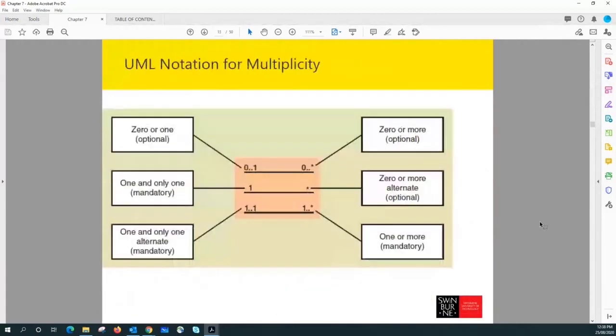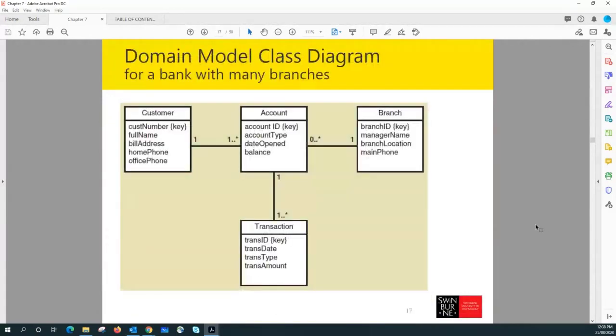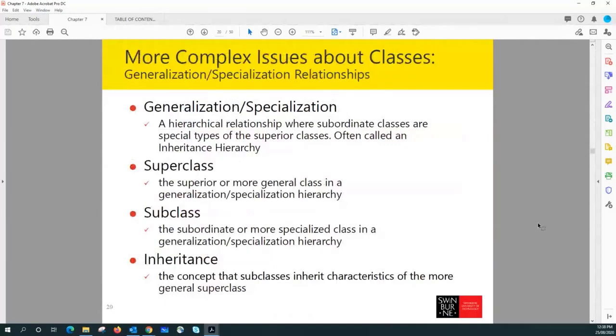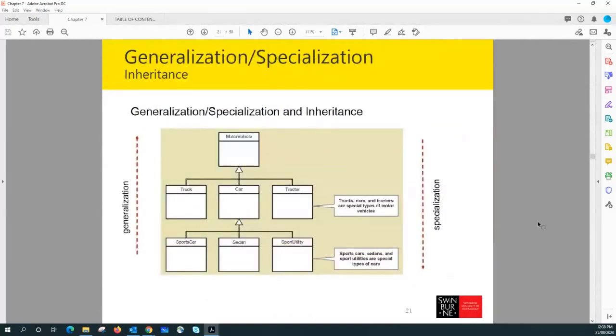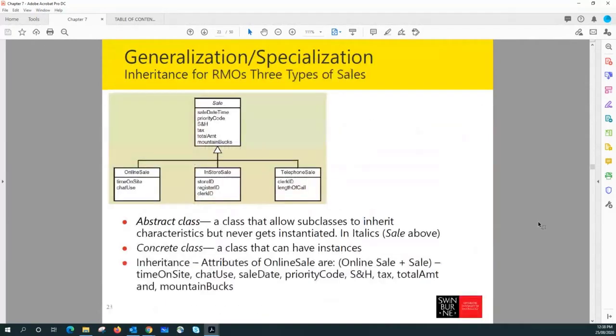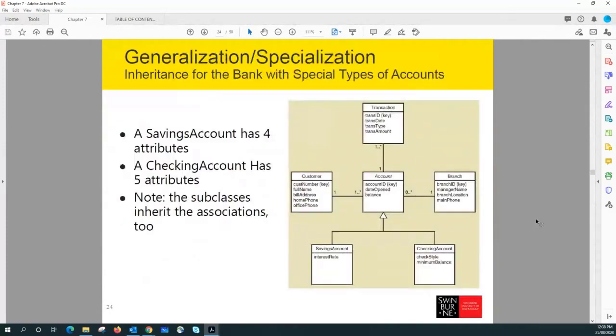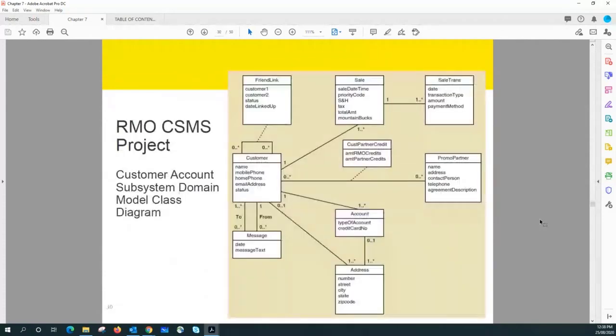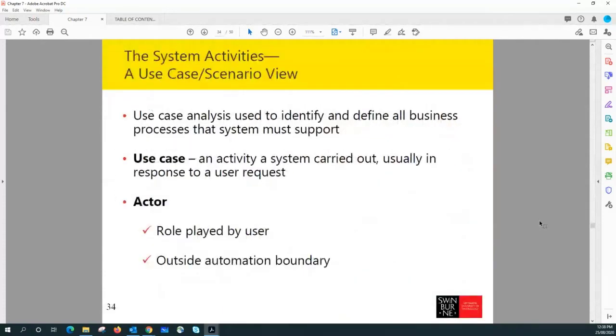I'll skip through the first part because we don't need that one. Those basically focus on entity, so domain models. We don't need that at the moment. So we need to focus on use cases, right?